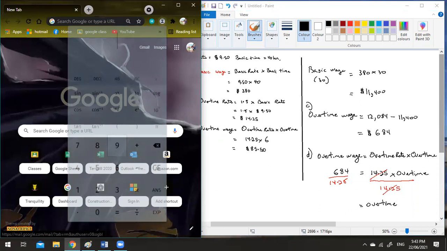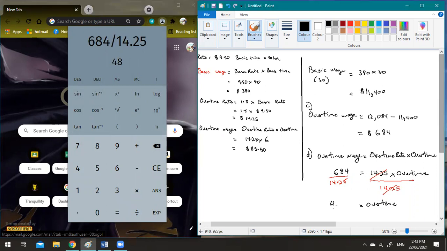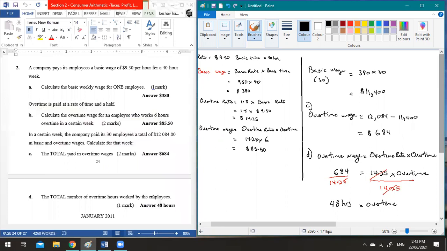So $684 divided by $14.25. So it's a total of 48 hours. So that means 30 employees worked an equivalent of 48 hours overtime this week.